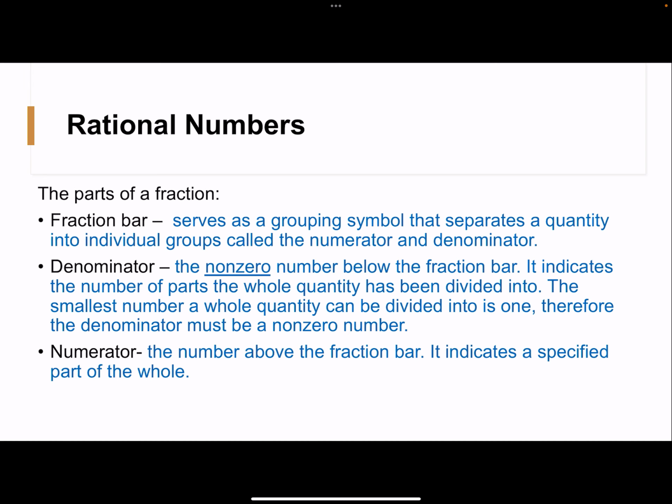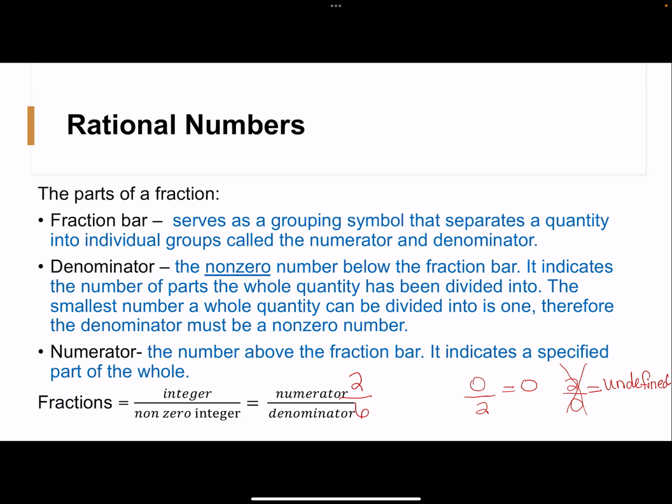The number above the fraction bar we call the numerator. It tells me a specified part of the whole. So for instance, if I was talking about 2/6, I'm talking about 2 of those equal segments divided into 6 parts. We know that the numerator can be 0 in a fraction. If I had 0 divided by 2, that's going to give me 0. Again, the denominator cannot be 0. That makes it undefined. It's very important that students know the difference between these two concepts and that they never put 0 in the denominator of a fraction.